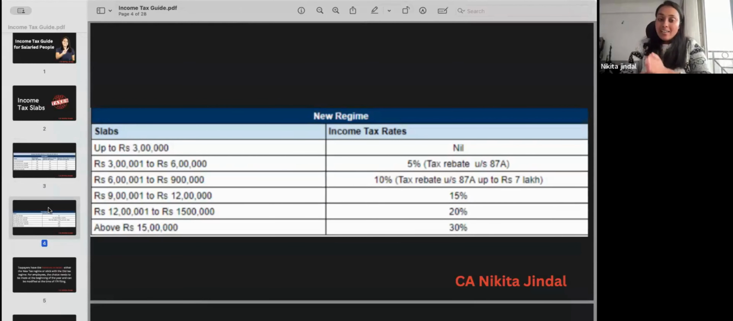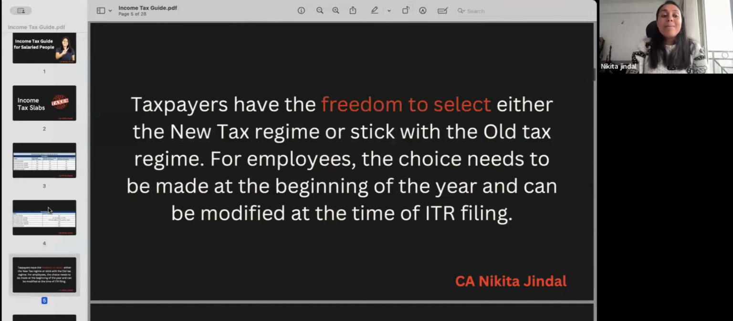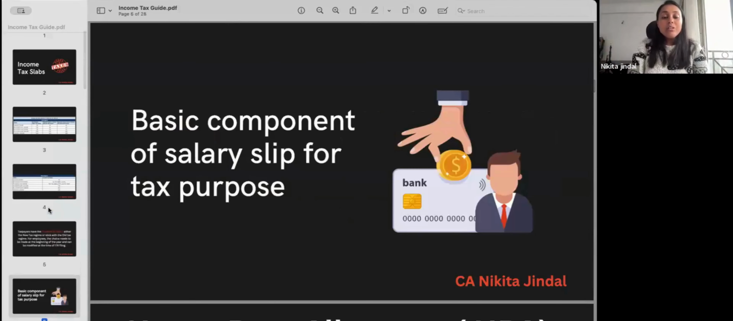But if your salary income is more than that, you have to do your own analysis and see how many deductions you have. If you have more deductions, then definitely the old tax regime is better for you, because under the new tax regime, you cannot claim any of these deductions. The best part is that as a salaried employee, you can decide every year which tax regime you want to opt for, whether the new tax regime or the old tax regime. Okay, then we have learned about these basic components.